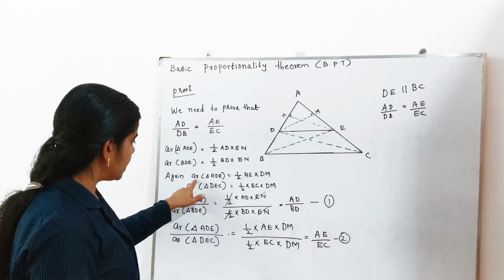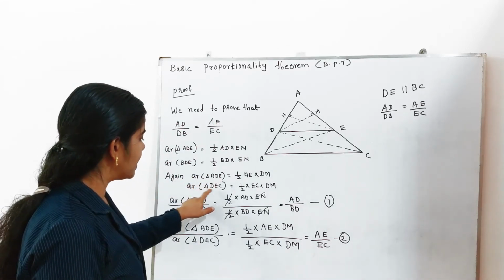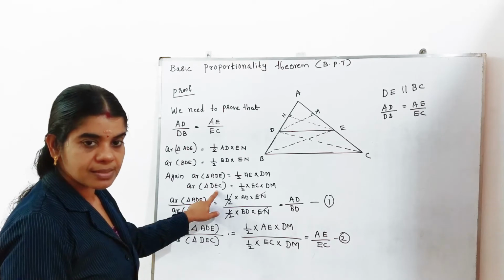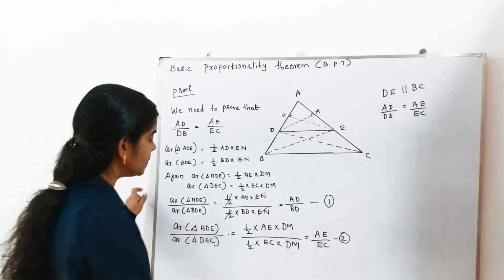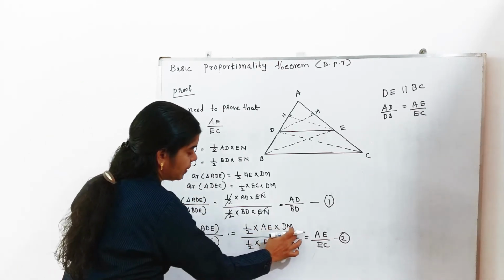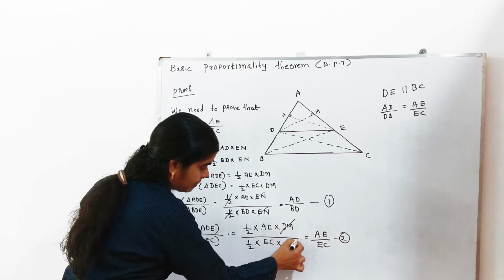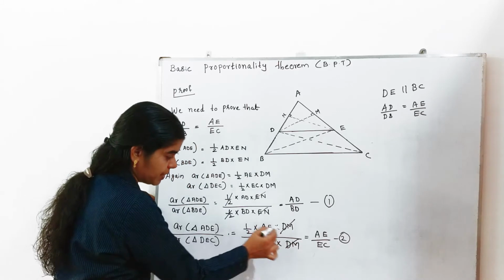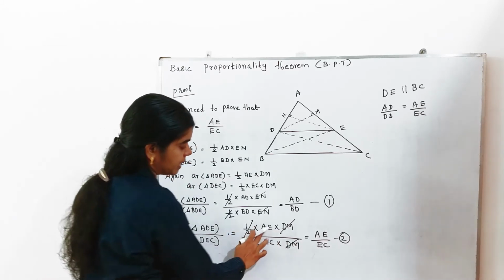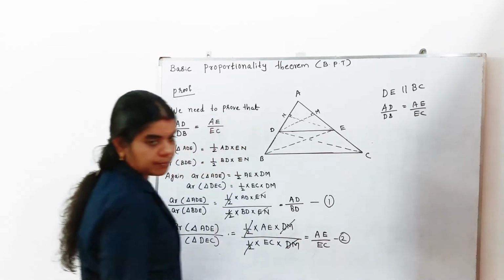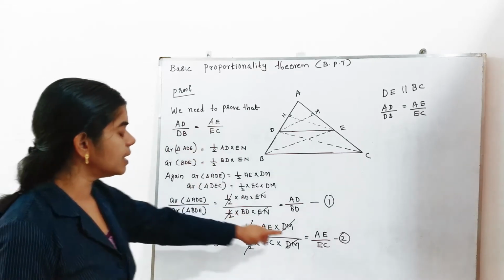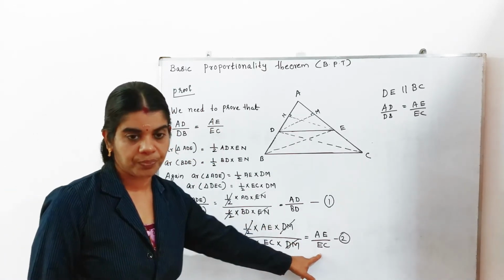Again, what we are doing: area of the triangle ADE by area of the triangle DEC, that also is half into AE into DM by half into EC into DM. Here also DM and DM are the same, half and half also cancel, then you got AE by EC. Then that is equation number 2.